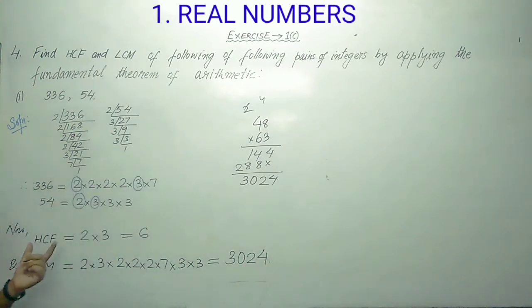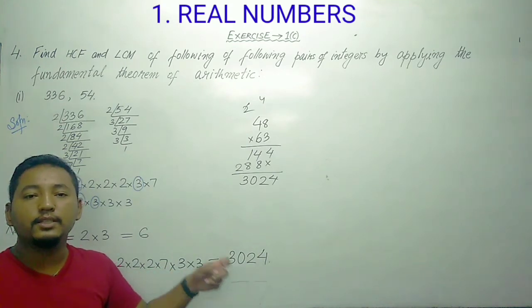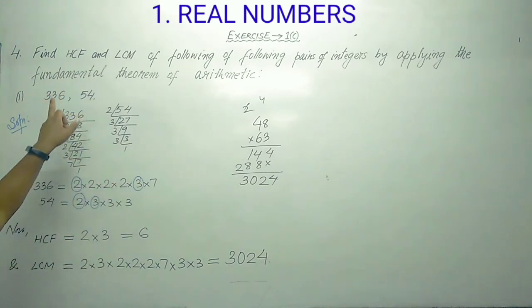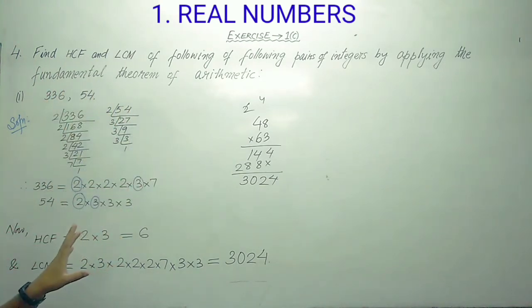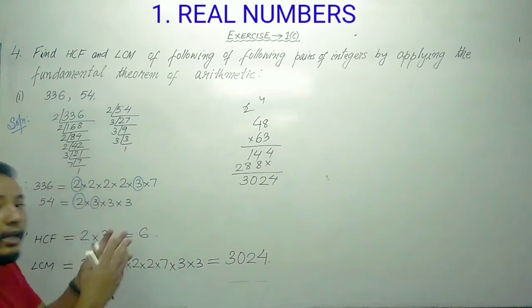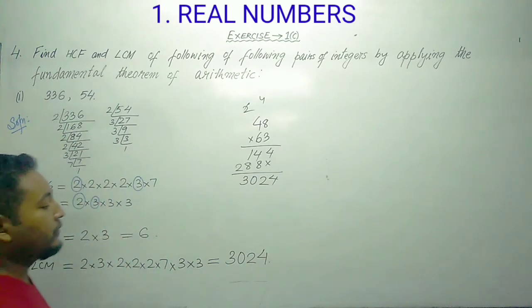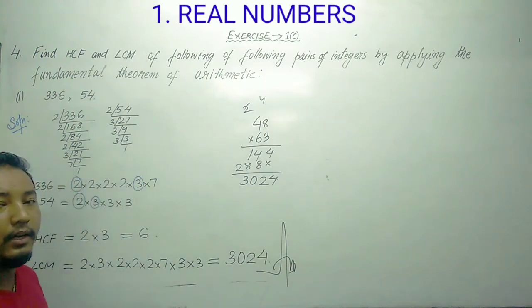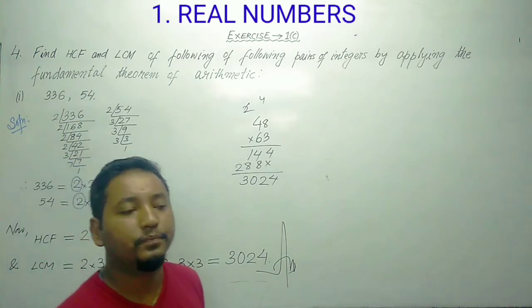So therefore our HCF is 6 and LCM is 3024. This is our answer. The method by which we have done this is called the fundamental theorem of arithmetic. With the help of this method, we are able to find the HCF and LCM of any given numbers. This is our required answer. Let us move on to the next question now.